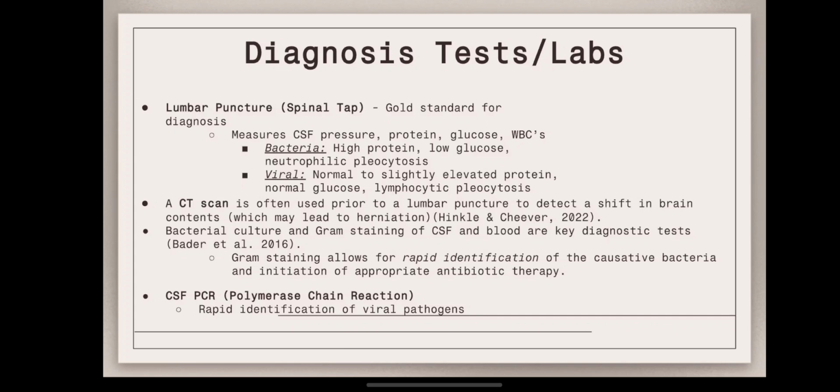Another diagnostic test is cerebrospinal fluid PCRs. This is particularly useful for diagnosing viral infections, such as herpes simplex virus, enterovirus, and varicella zoster virus. So a PCR is much more sensitive than the other diagnostic tests. And for this reason, it can also be used to detect viral infections in immunocompromised patients. And it can also help identify bacterial infections in cases where cultures are negative or inconclusive.